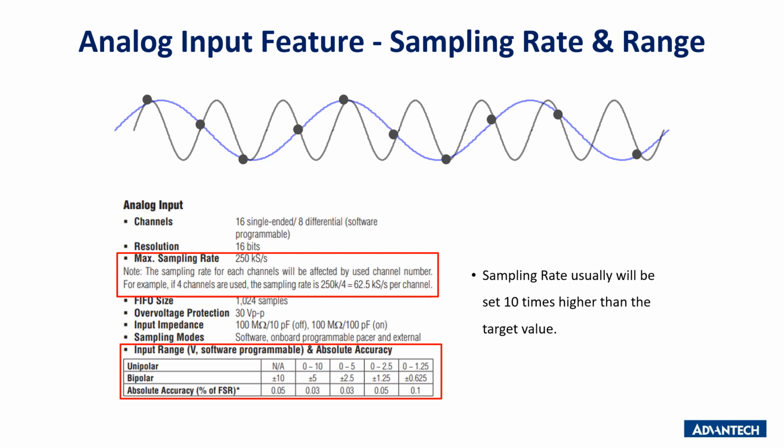Therefore, choosing the correct DAQ device with the right sampling rate is very important. Usually, the sampling rate will be set 10 times higher than the target value.